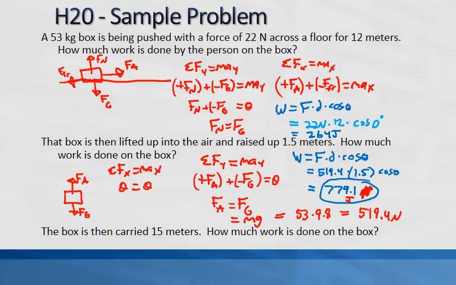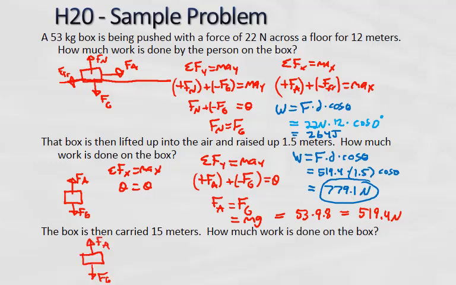And then the last one, box is carried 15 meters, the force applied is up, displacement is to the right, and we want to know how much work is done. So for this one, this is the classic example where you have a force, you have a displacement, but the angle is 90 degrees. You're actually not doing any work, mechanical work, because the force and displacement are not parallel to each other.